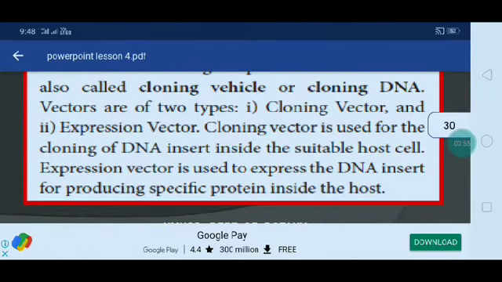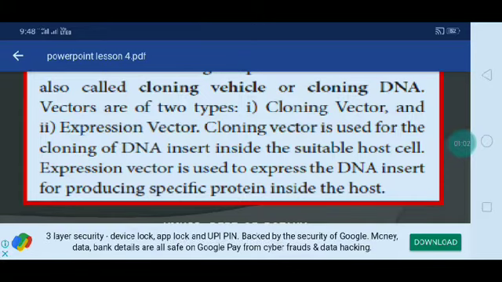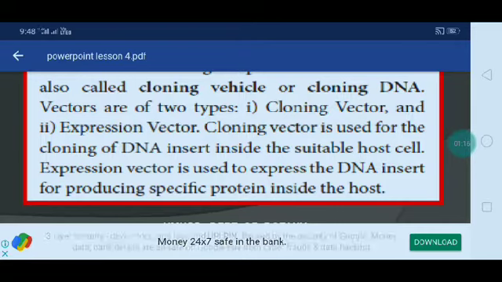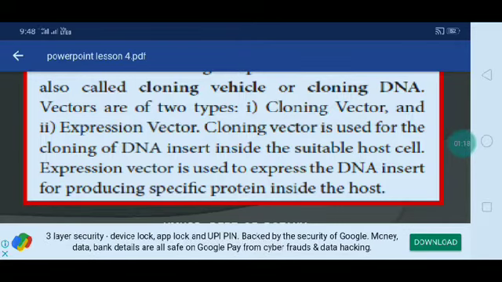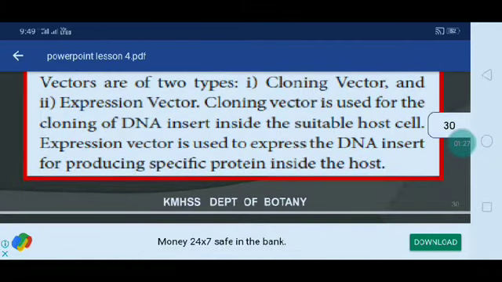What do you mean by the cloning vector? It is mostly used for the cloning of DNA, inserted inside a suitable host cell. That is called a cloning vector. What do you mean by an expression vector? An expression vector is used to express the DNA insert for producing a specific protein inside the host cell. That is called an expression vector. Okay, there are two types of vectors.